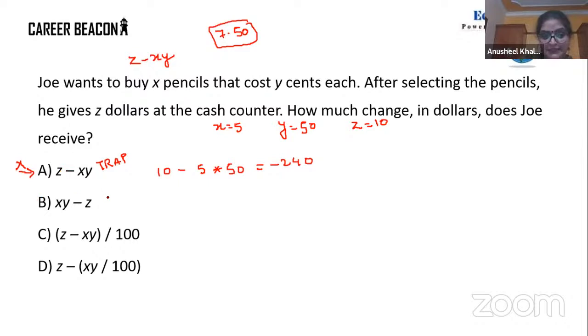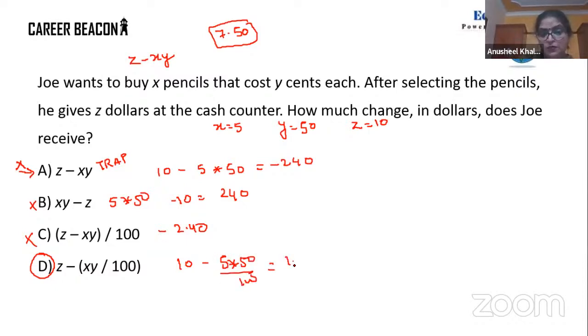Option B says 5 into 50 minus 10. So this will give you 240. So this is again not equal to 7.50. Option C will give you negative 2.40. So this is again out. You can't get back negative values as the answer. So D has to be the correct answer. So if you simply put the values here, you have 10 minus 5 into 50 upon 100.